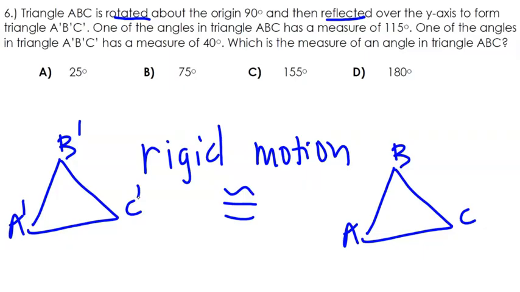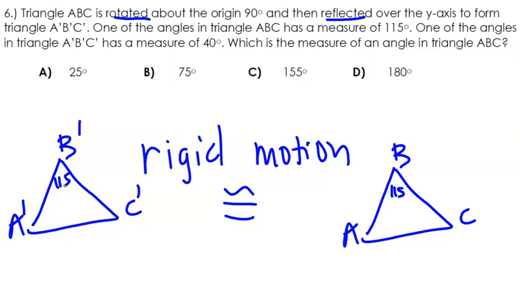And let's fill in these measures. One of the angles in triangle ABC has a measure of 115 degrees. Okay, not to scale, but I'll put 115 here. Since I know that these two angles are congruent, that means B prime would have to be 115.